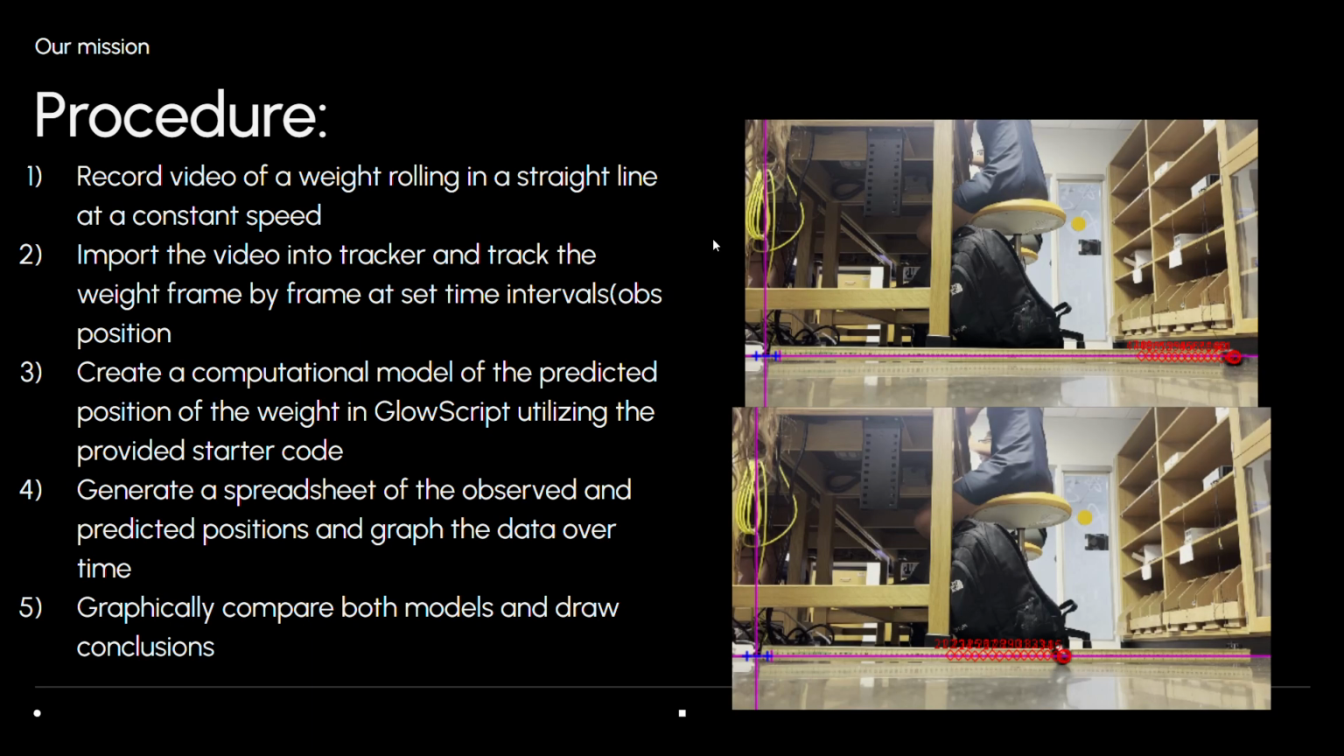Our procedure. We'll record a video of a weight rolling in a straight line at a constant speed. We'll import the video into Tracker and track the weight frame by frame at set time intervals. We'll create a computational model of the predicted position of the weight in Glowscript utilizing the provided starter code. We'll generate a spreadsheet of the observed and the predicted positions and graph the data over time. And we'll graphically compare both models and draw conclusions.